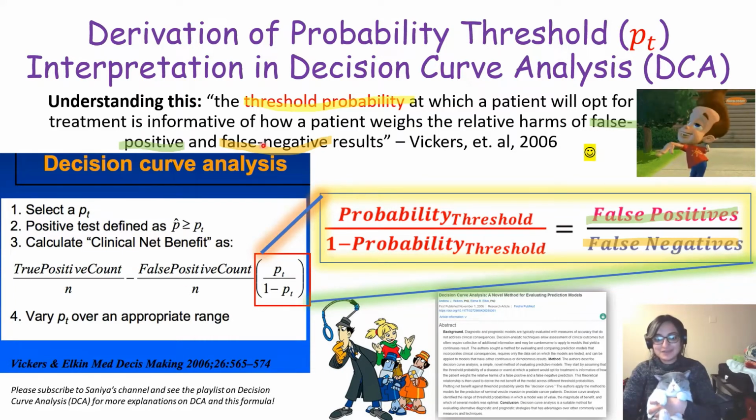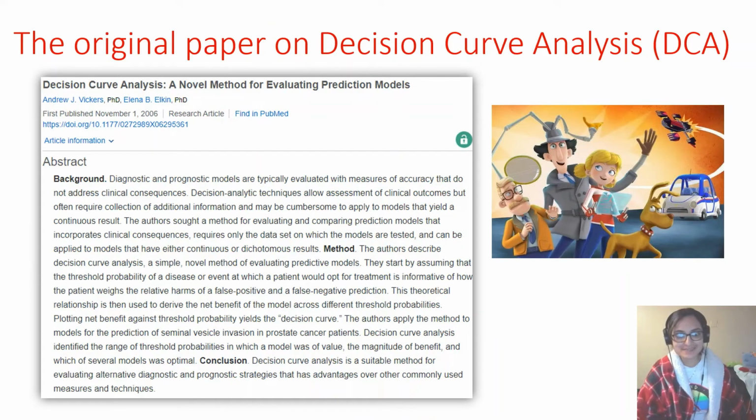But this is what we're going to talk about here. For reference, please note that this is the original paper by Andrew J. Vickers and Elena B. Elkin, Decision curve analysis: a novel method for evaluating prediction models. This is what this will be based off of, and I'll be talking to you more about equation 1 and beyond of this paper.